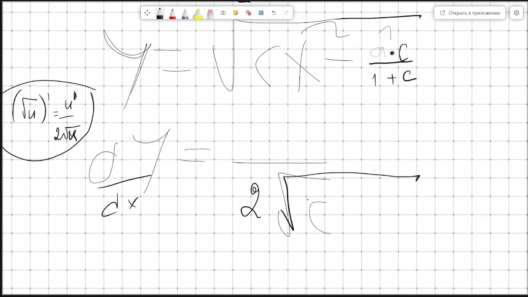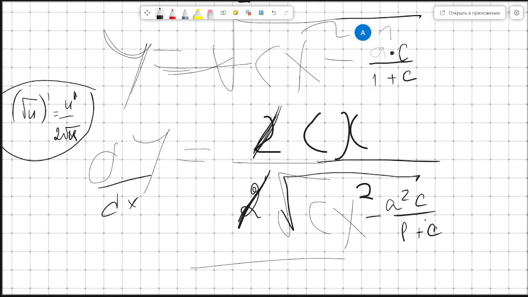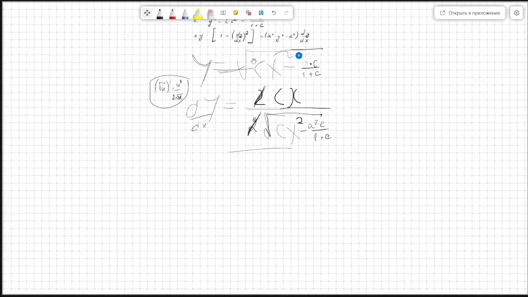Calculate the square root of this: cx squared minus a squared c times 1 plus c, yes? And in the denominator, we must state the derivative of the argument of our square root. It means the derivative of the expression cx squared minus this constant. The derivative of cx squared minus a constant equals what? In the numerator, state the derivative, yes, 2cx. Look. And the 2 we can delete. Good. dy over dx we find.